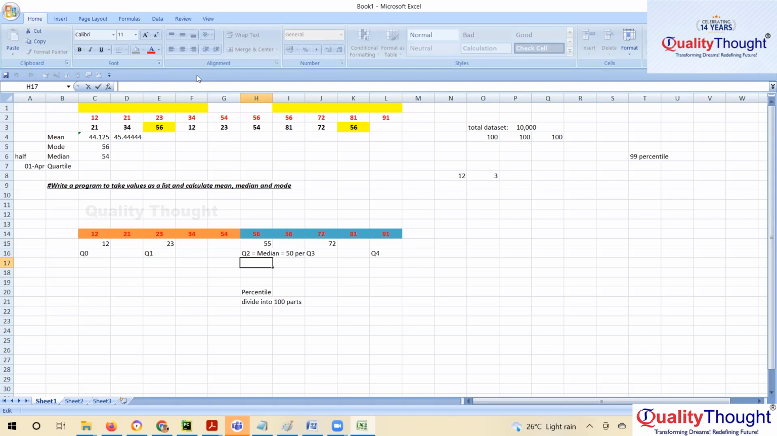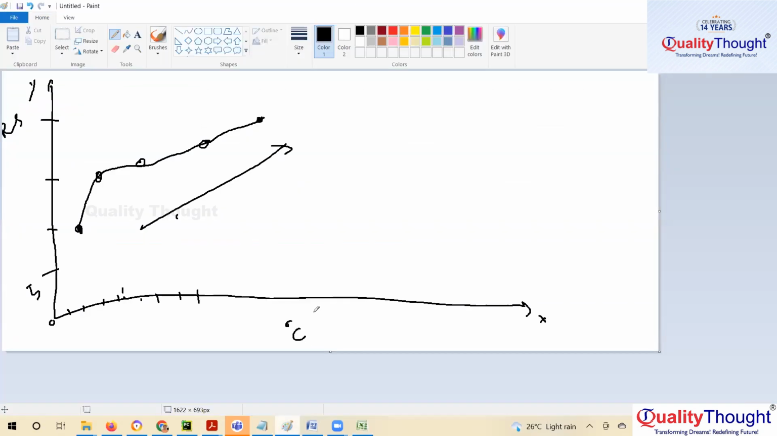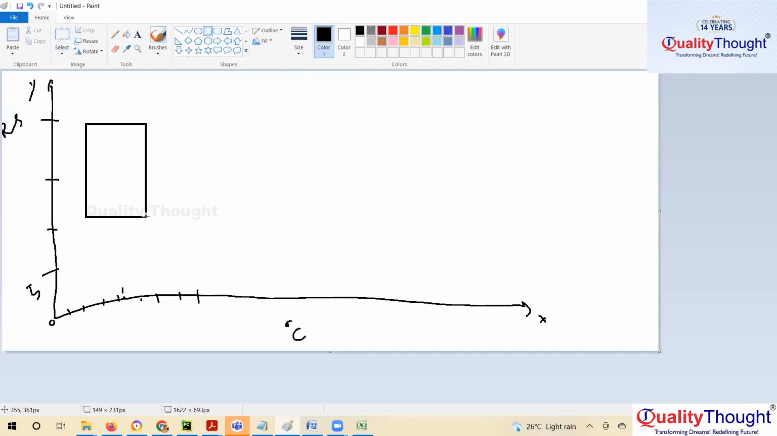One of the plots that we draw using percentile is called a box plot. What is it called, everyone? Box plot. Yes. So I'm going to draw a box plot. A box plot will have a box like this. It will have one divider like this.